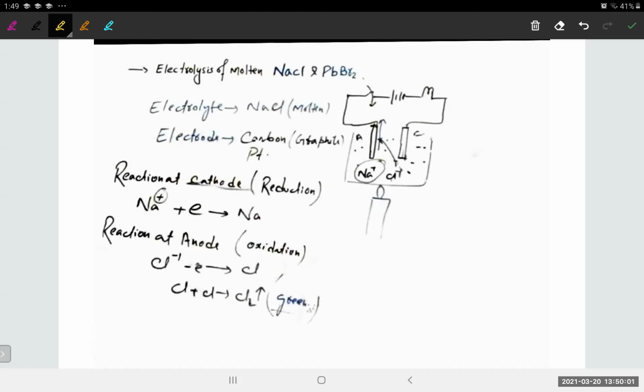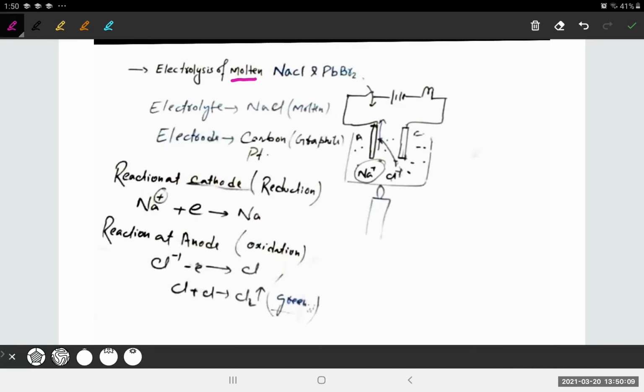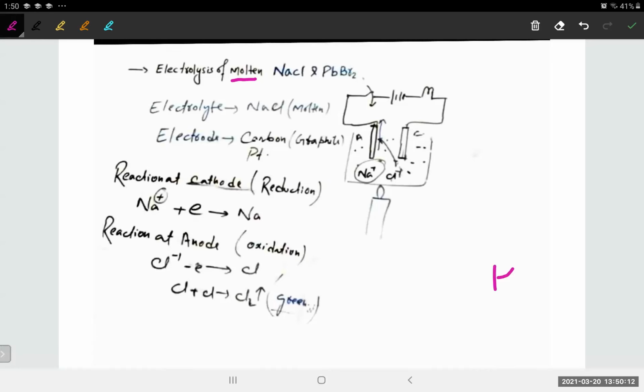So let's now start with today's topic, that is electrolysis of molten NaCl. So what is molten? First of all, you have to understand that in this, there is no water involved. Okay, there is no water.